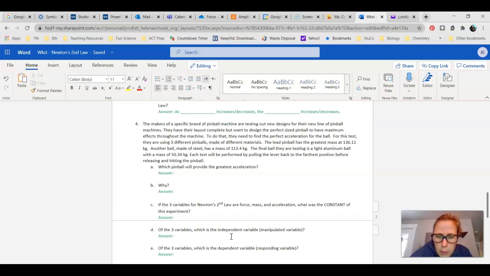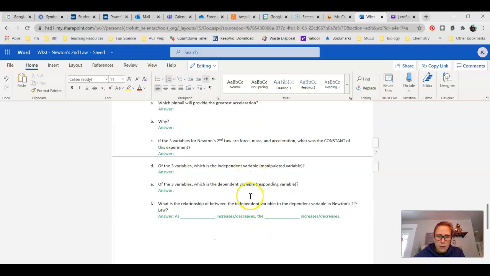Each test will be performed by pulling the lever back to the furthest position before releasing and hitting the ball. So which pinball will provide the greatest acceleration and why? And then again, what are the constant, independent, and dependent variable, and what's the relationship between the independent and dependent? So as one increases or decreases, what happens to the other?